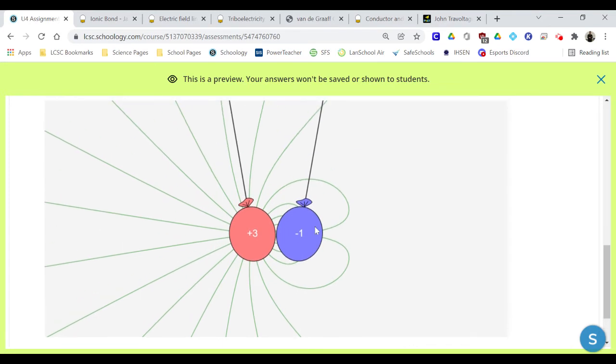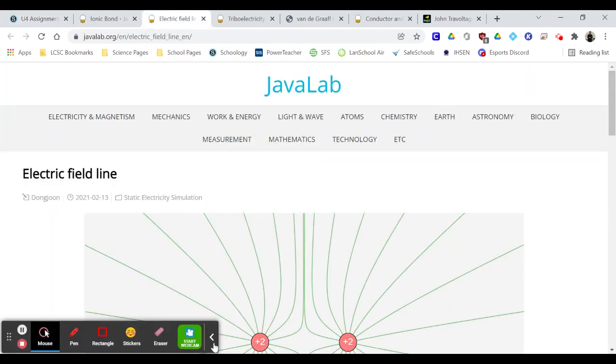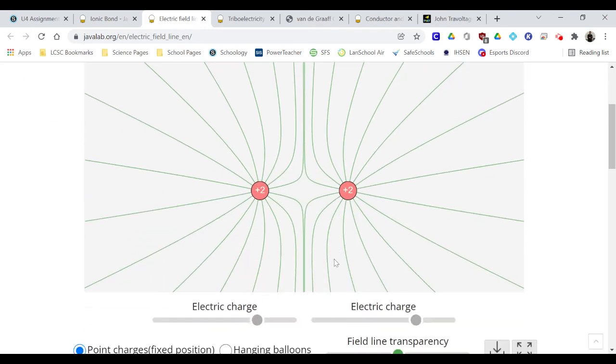Okay, so here we have a set of balloons. We have a balloon with a positive 3 charge and a balloon with a negative 1 charge. So they're attracting together because they're oppositely charged. We have a stronger force because we have this positive 3 charge really pulling them together. Again, you can try this for yourself.